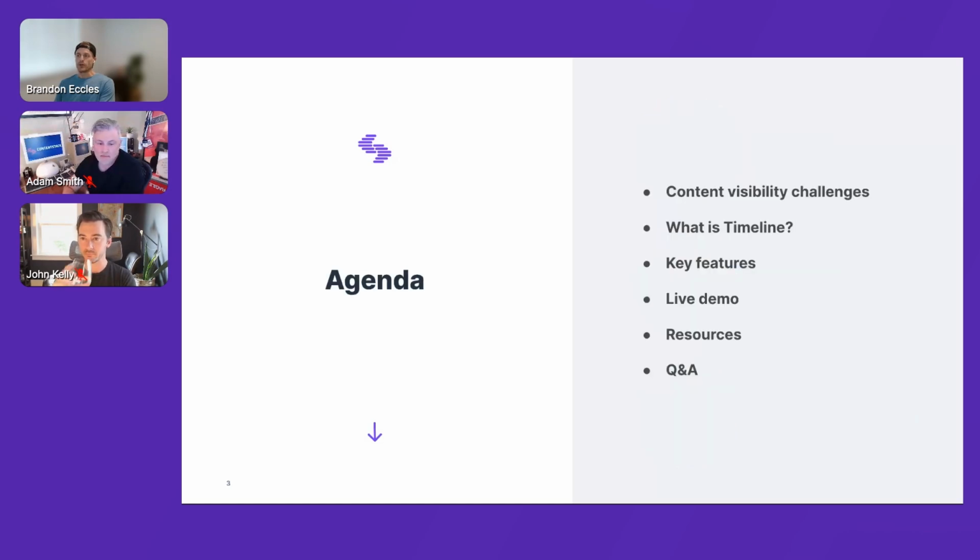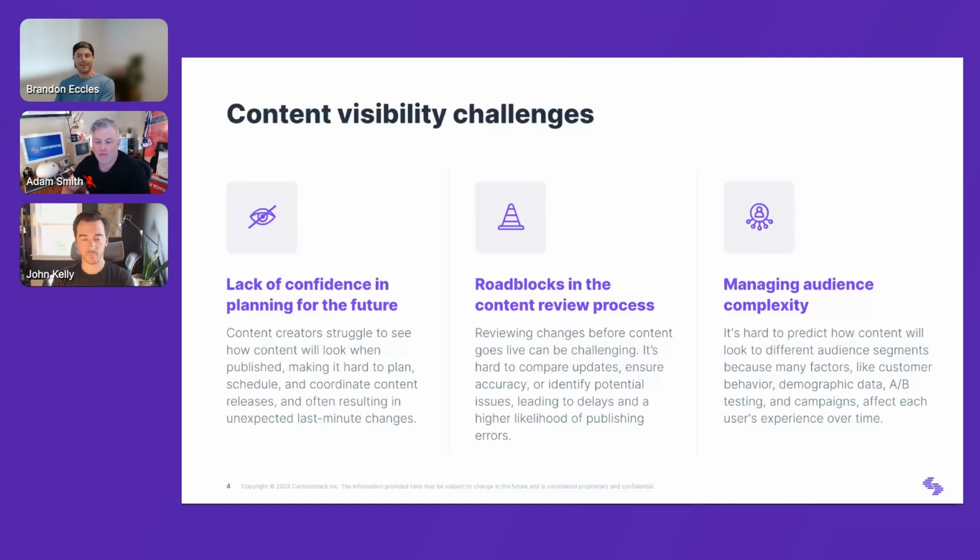I'm going to just start by going into the agenda we have. We're going to talk about some of the visibility challenges related to seeing future content, and when you have a whole bunch of content, seeing the state of what that content will look like and previewing it. Then we're going to go into what the new Timeline experience is and some of the key features involved, and then we'll hand it off to Adam to walk us through a demo of the experience. So before we jump in, let's go right into it.